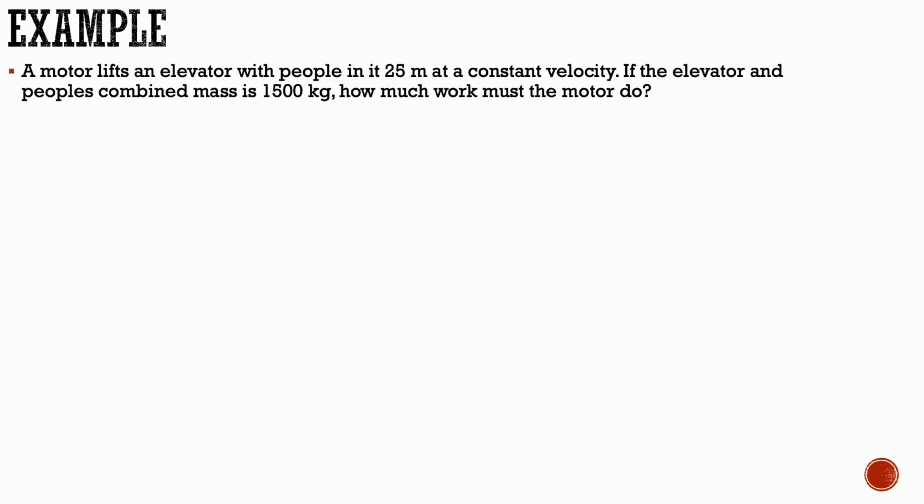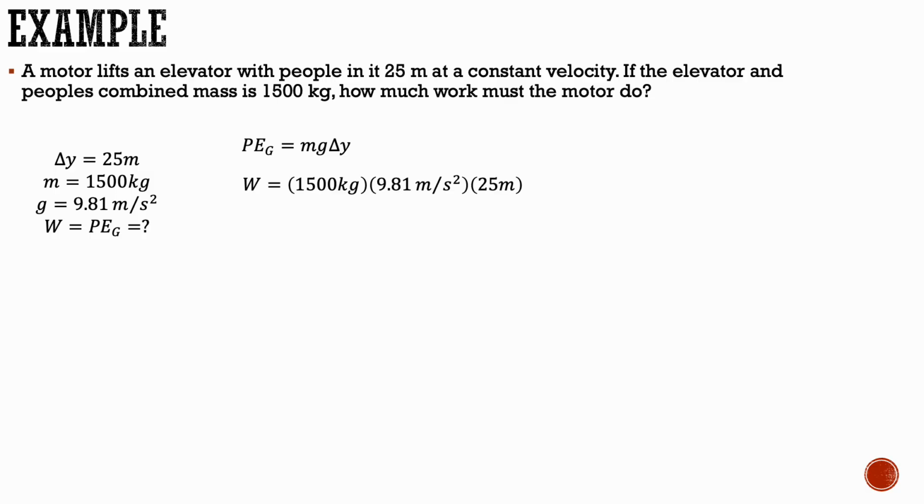So, an example: a motor lifts an elevator with people in it 25 meters at a constant velocity. If the elevator and people's combined mass is 1,500 kilograms, how much work must the motor do? So we know our change in y, our mass, and we have gravity, which, if you recall for energy, we don't bother putting a negative with. And our work is equal to our change in potential energy. So we'll use potential energy is m times g times change in y. We have all that information. We don't have to rearrange. So we have our work is 3.7 times 10 to the 5 joules.